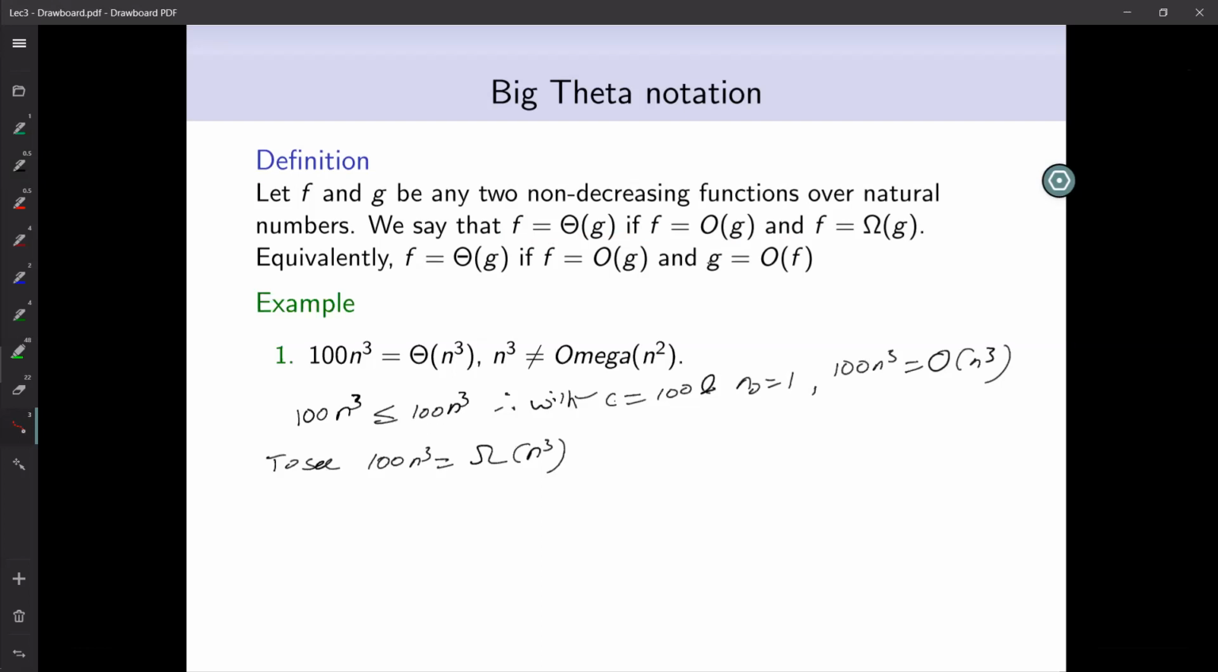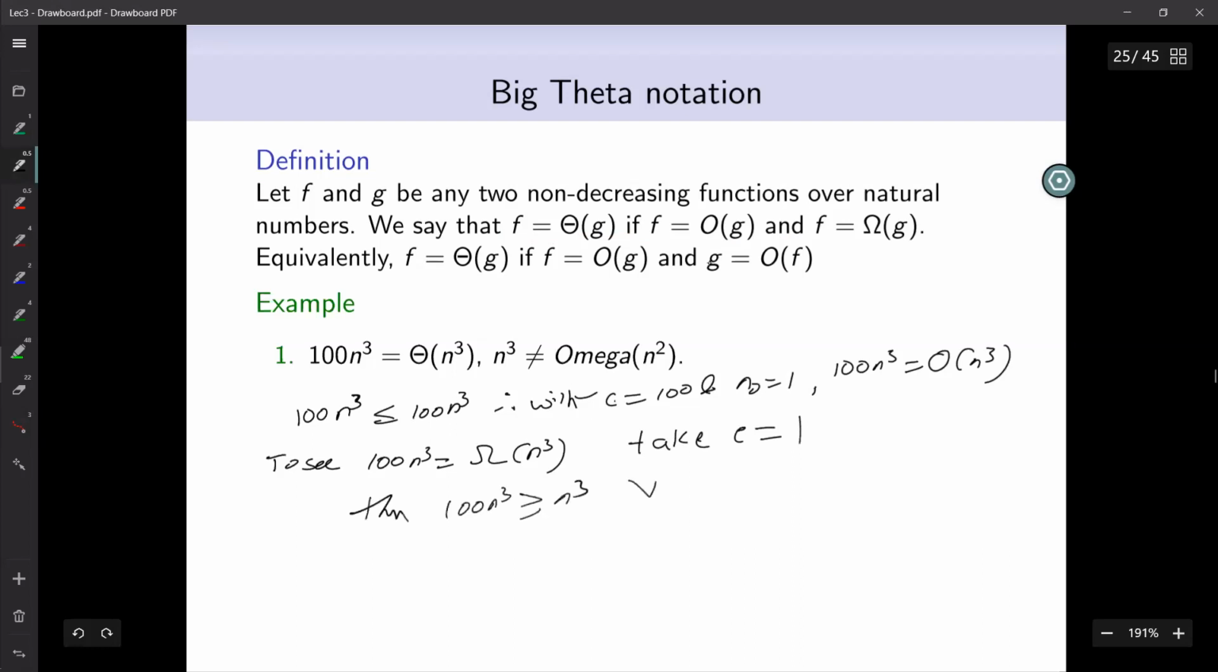So how do you see this? Take c equal to 1. Then 100 n cube is greater than or equal to n cube for all n greater than or equal to 1. So both are satisfied. That is, 100 n cube is order of n cube with the constant multiple as 100, and 100 n cube is also omega of n cube with the constant as 1. So that way 100 n cube is theta of n cube.